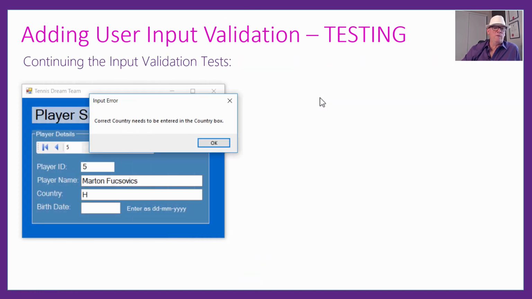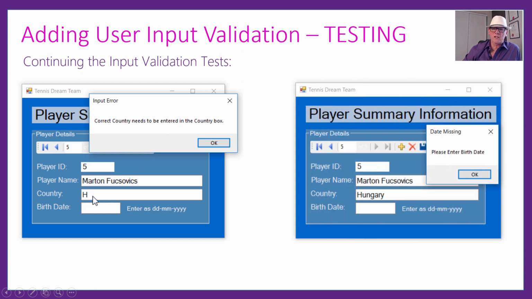And continuing on, if we just put one letter for the country, like the letter H, we'll still get that error, because remember we wanted at least 2 letters, because the shortest country was like the UK. So the correct country needs to be entered in the country box. Once we fix that problem, we put in Hungary and try to click the save button again.